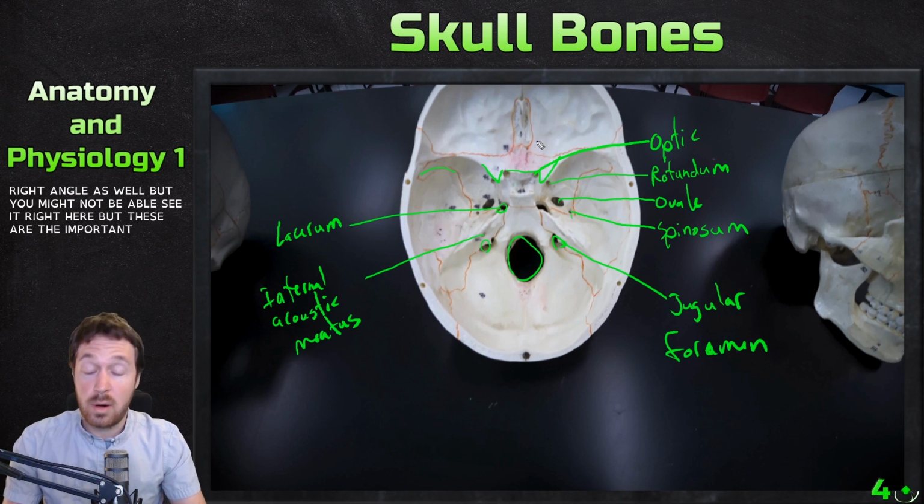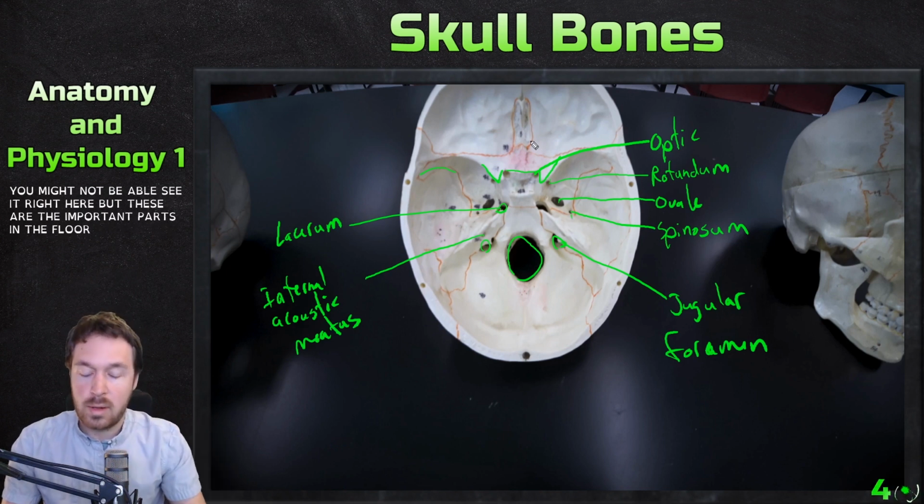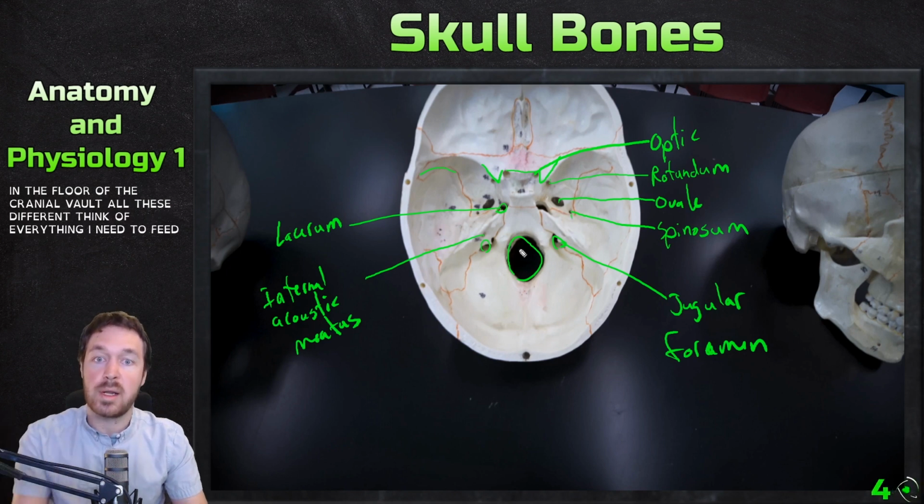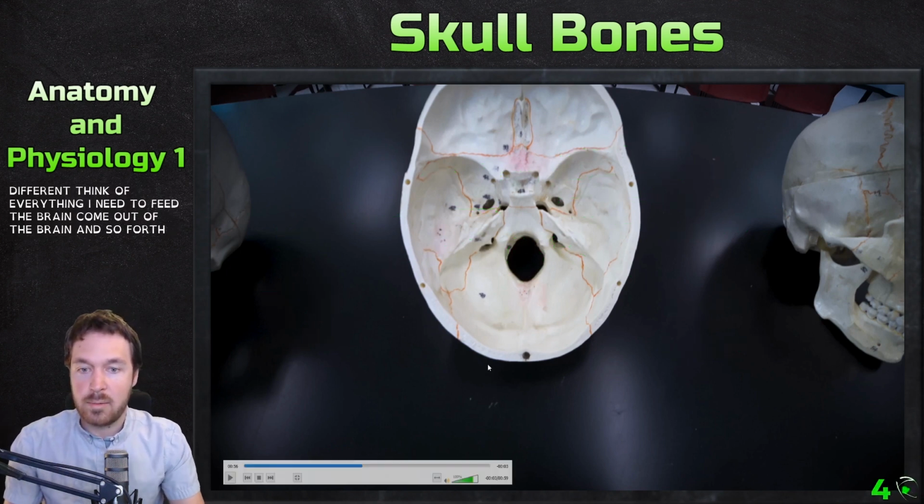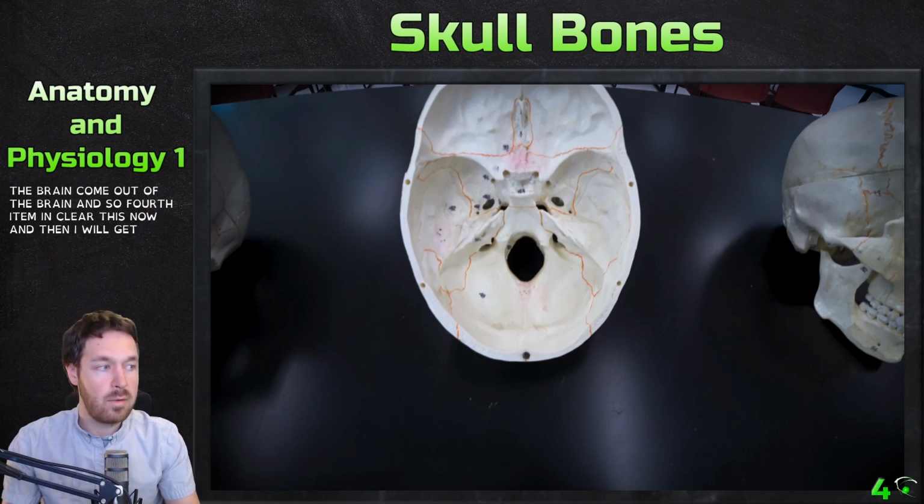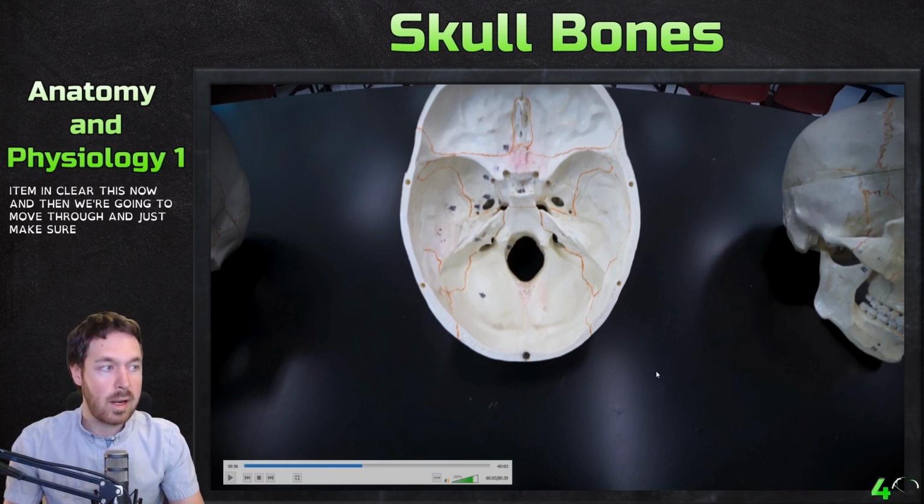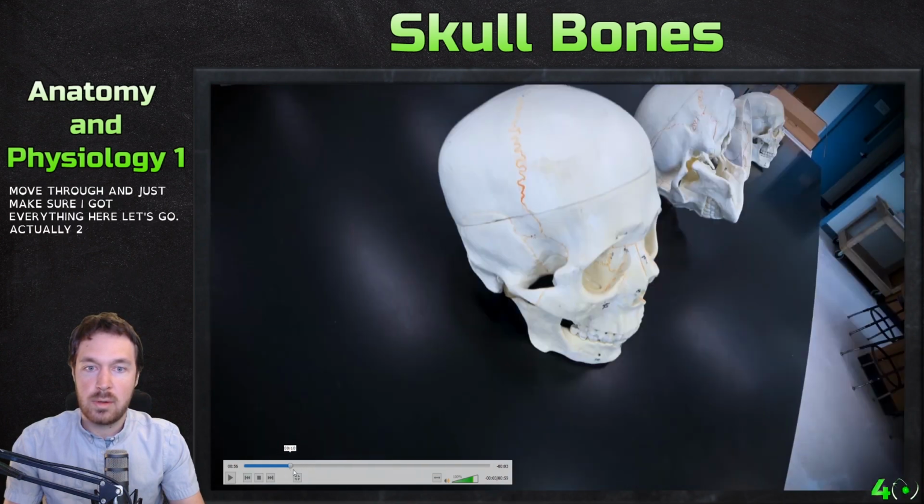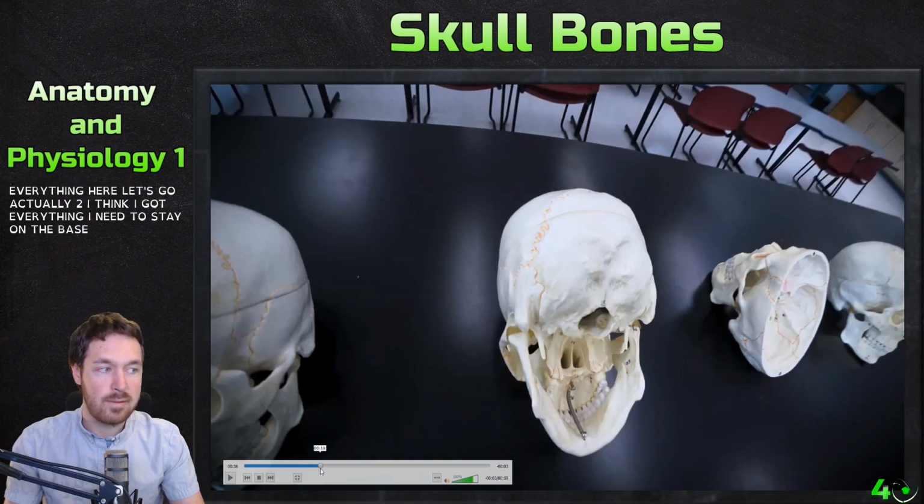But these are the important parts in the floor of the cranial vault. Think of everything that needs to feed into the brain and come out of the brain and so forth. All right, so I'm going to clear this now, and then we're going to move through and just make sure I got everything here. I think I got everything I need to say on the base of the skull.